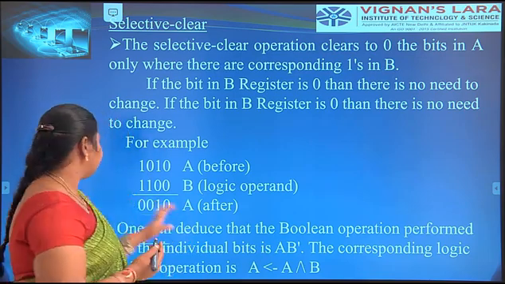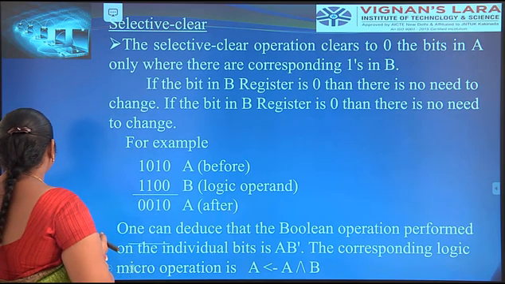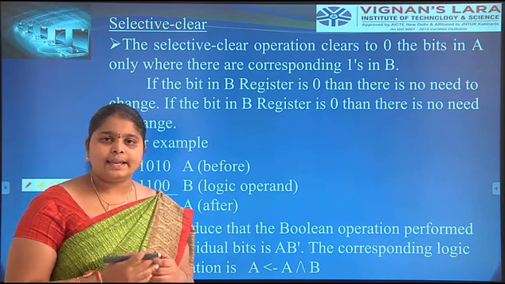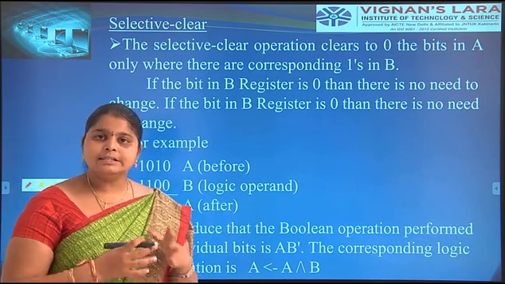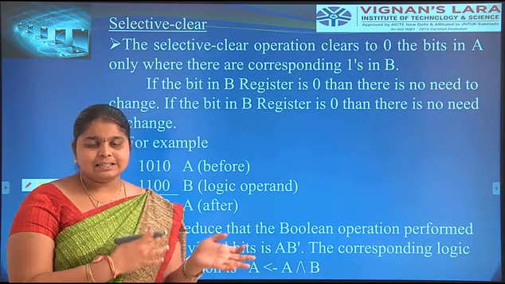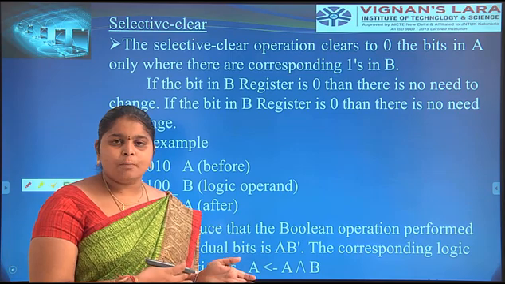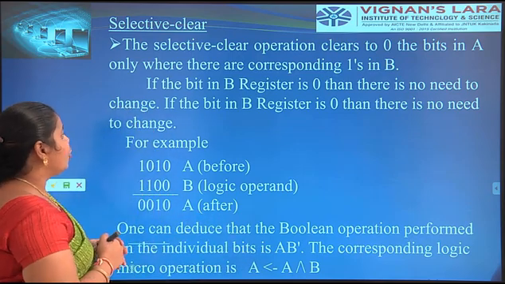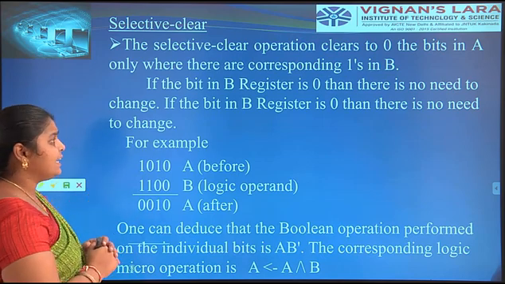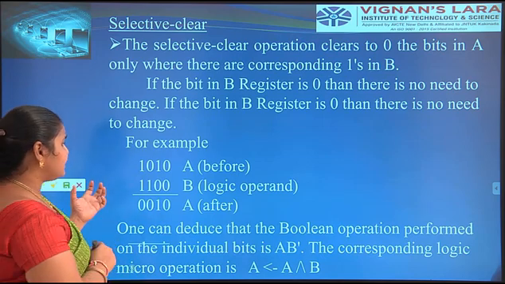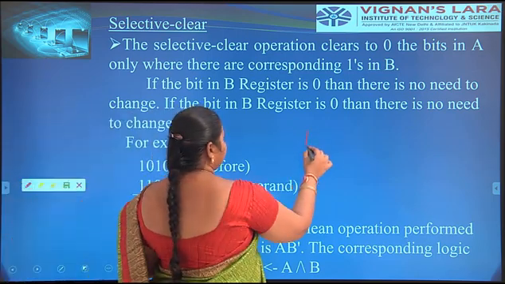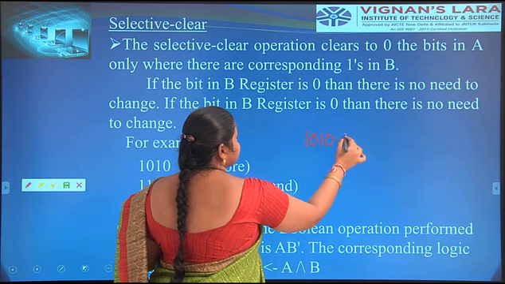In selective set, selective complement and selective clear, there is no change where the B bit is 0. Only the ones have to change, with the consideration of selective set, selective complement and selective clear. If the B register bit is 0, there is no need to change. If the B register bit is 0, then there is no change in the register. Okay, consider the example. We already took this example.